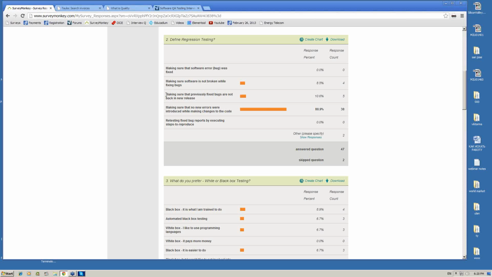Then we have another one which limits the scope. It says making sure that previously fixed bugs are not back in new release. There is a term returning bugs. Some applications are real big in fixed bugs coming back over time.